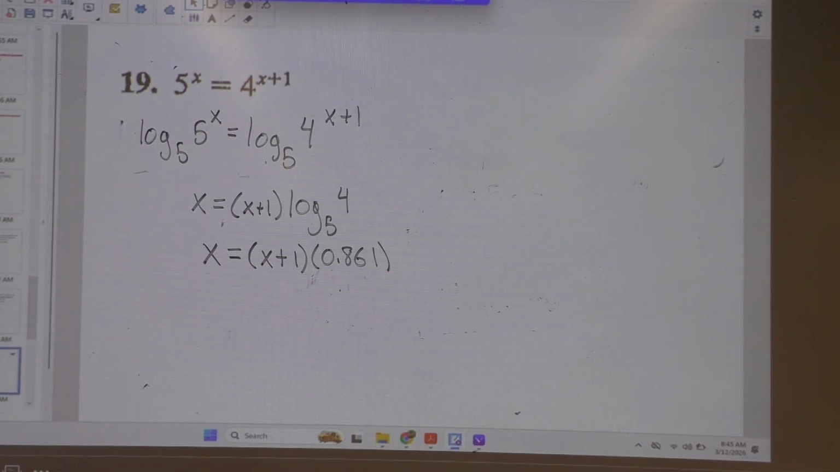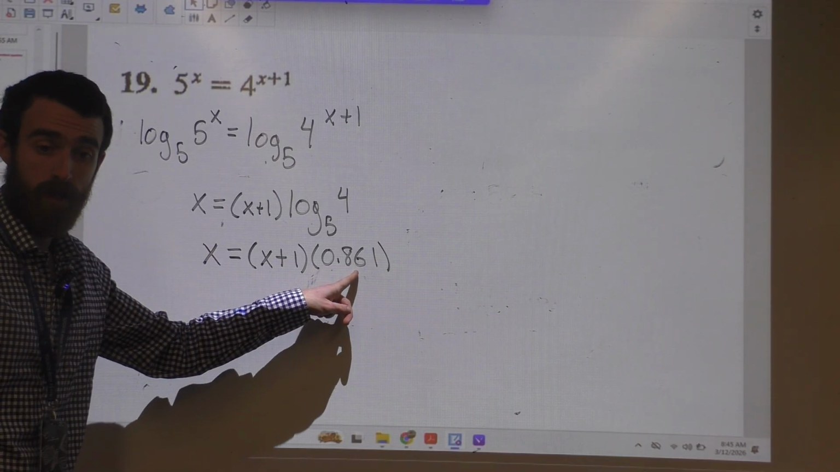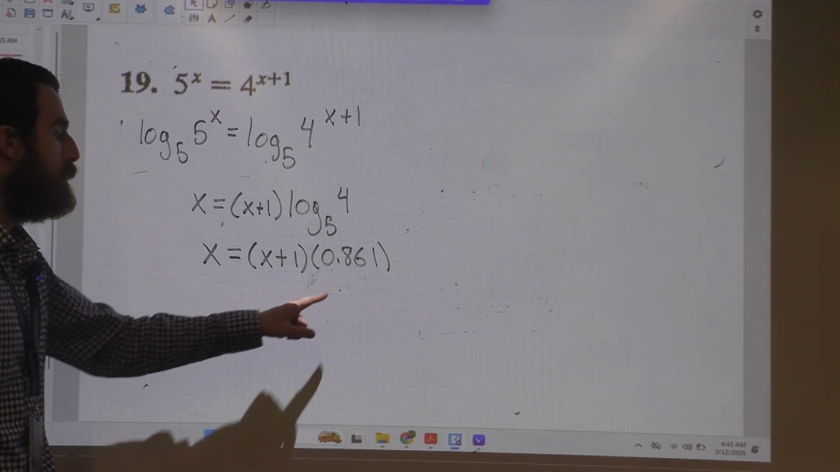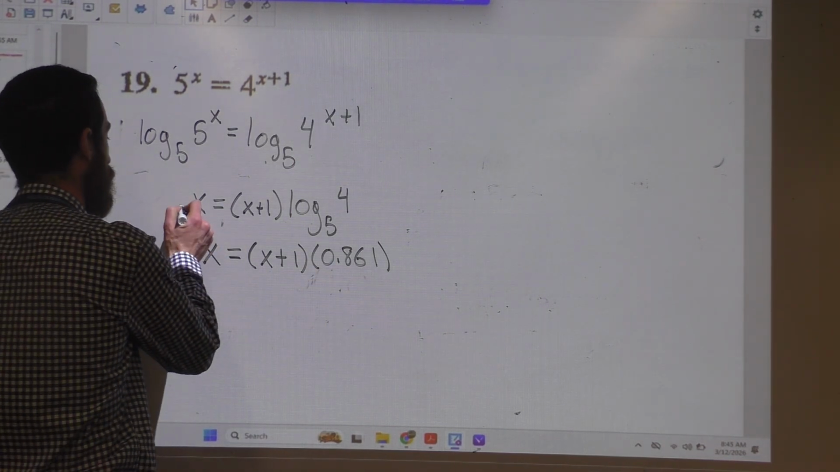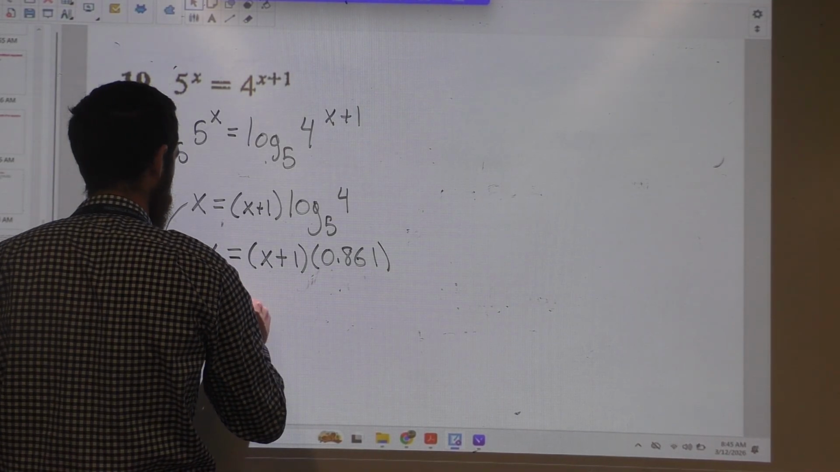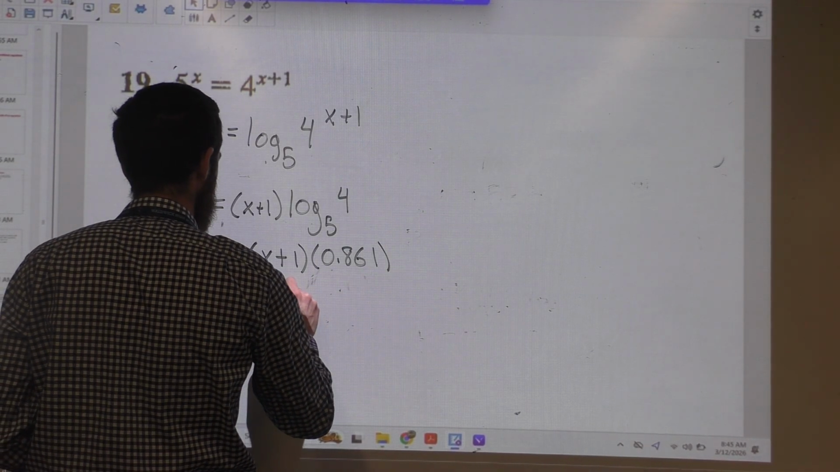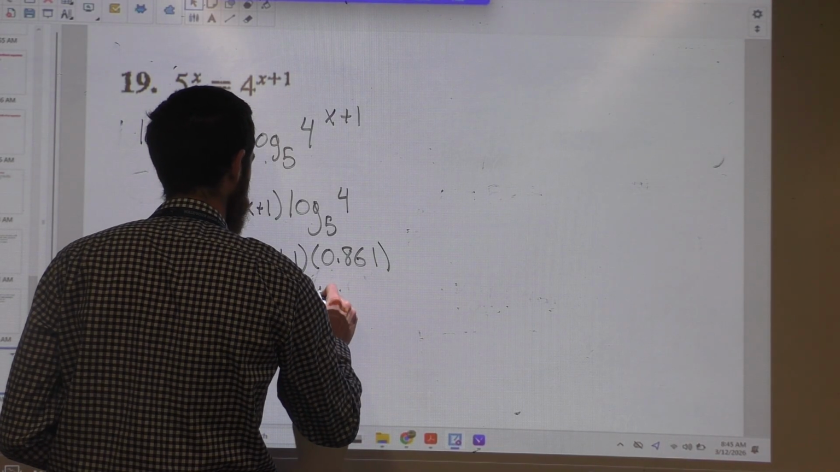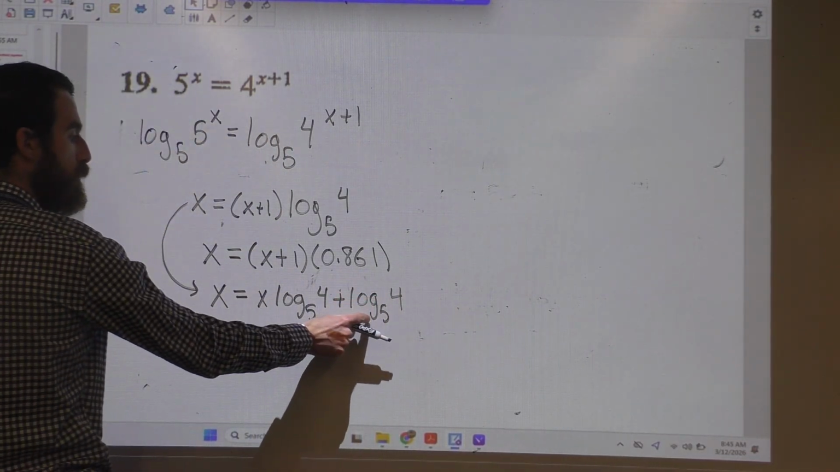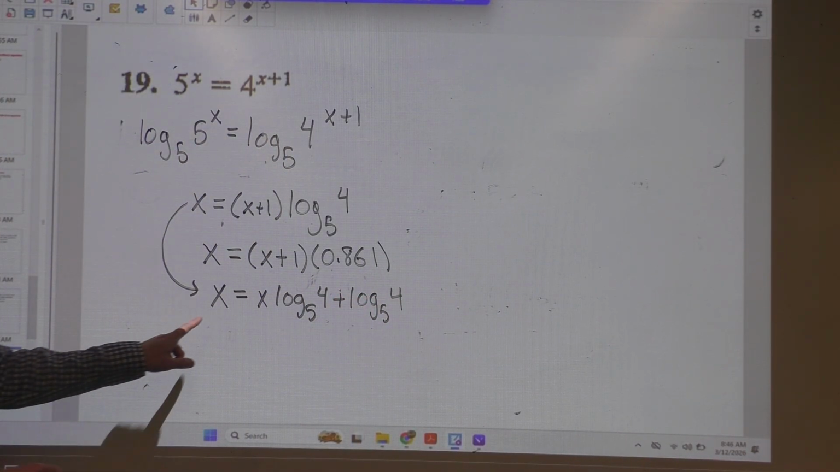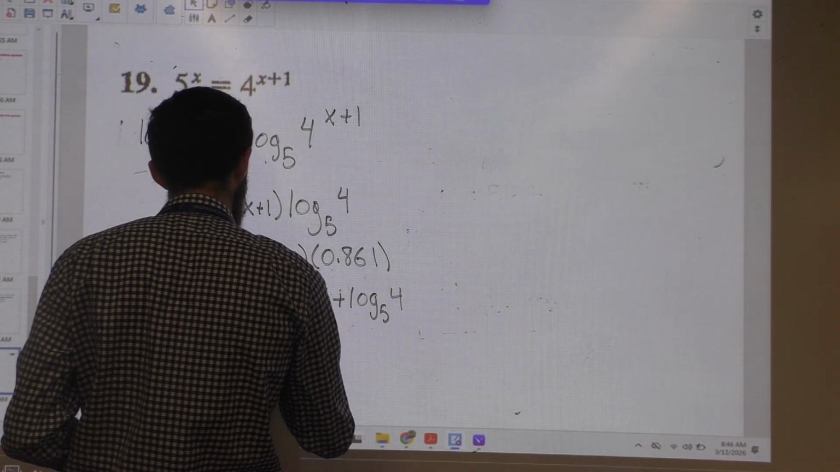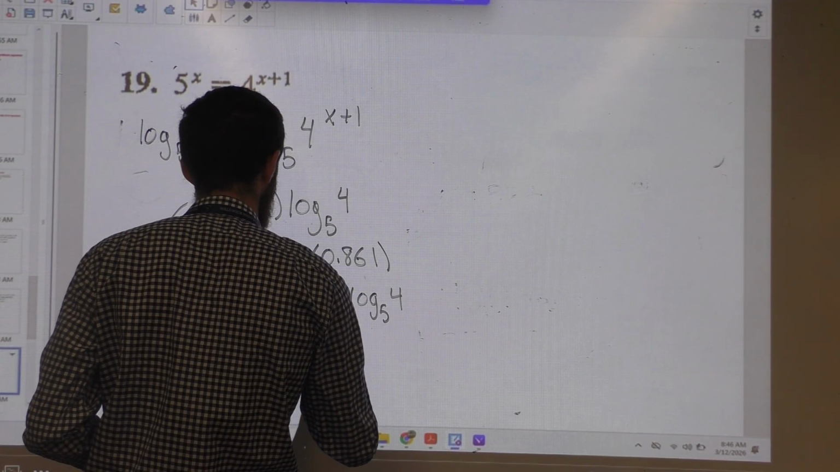And this is now just a regular algebra equation. I don't like to round in the middle of my algebra, and I'm not going to use this decimal as I do my algebra. But I want you to see it that way, because the next thing I'm going to do here is distribute. And I'm really distributing this number. So this is just to help you visualize. X equals x times log base 5 of 4, plus log base 5 of 4, which really is standing in for 0.861. Now I have still two variables, so I can do x minus x log base 5, trying to combine like terms, but it's a little bit different here.